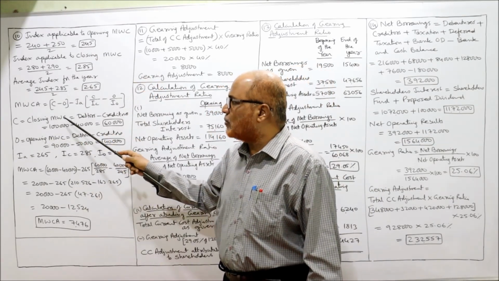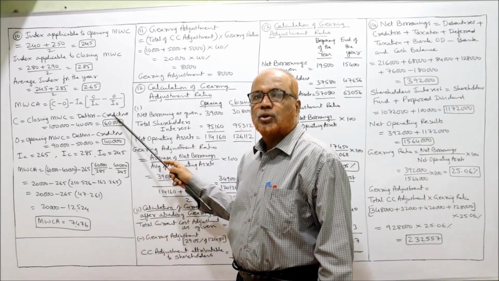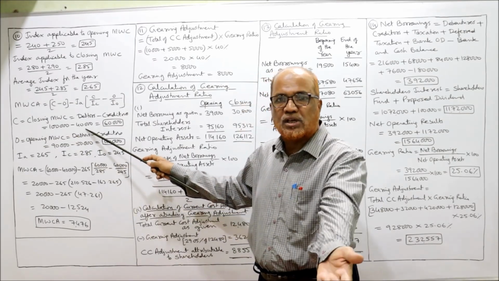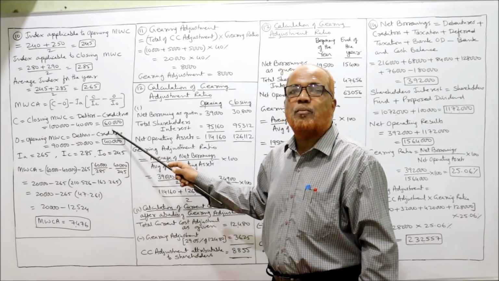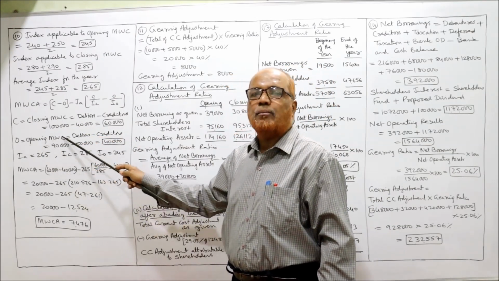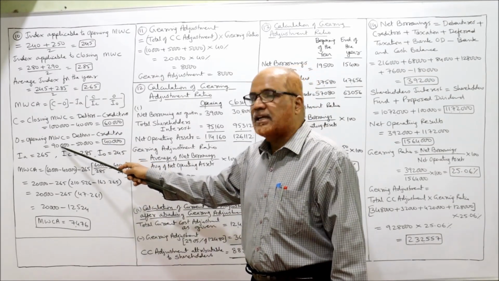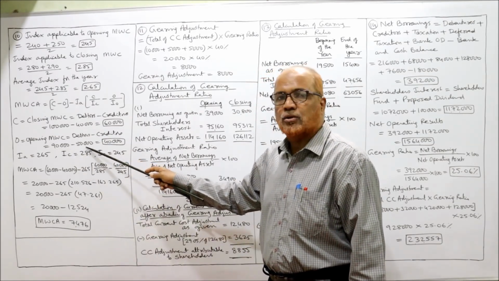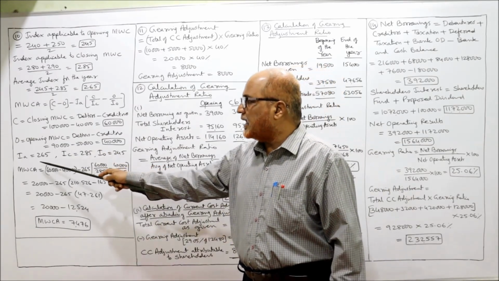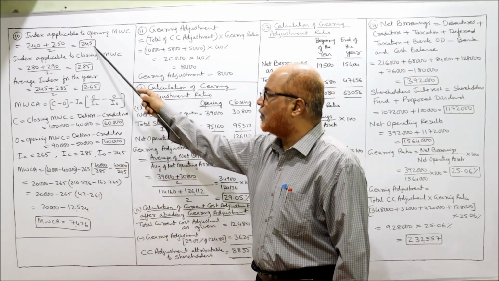C stands for closing monetary working capital: debtors minus creditors. Closing debtors 1 lakh, closing creditors 40,000, given in the problem. So 60,000 is the closing monetary working capital. This is C. Then O, opening monetary working capital: again debtors minus creditors. Opening debtors 90,000, opening creditors 50,000. So 40,000 is the opening monetary working capital. Now IA average 265, IC closing 285, IO 245.